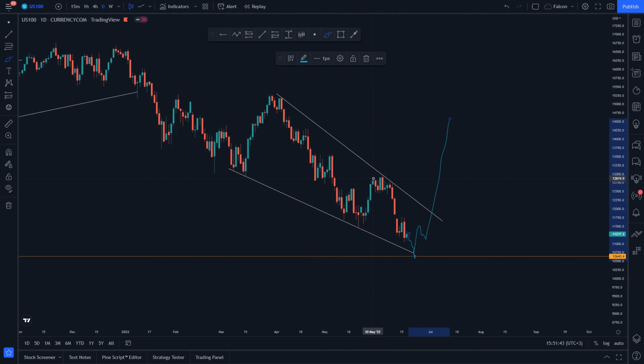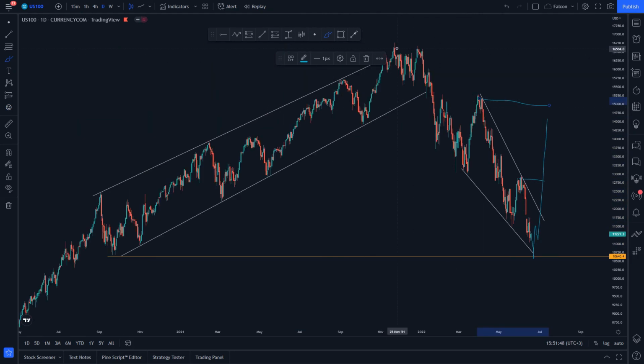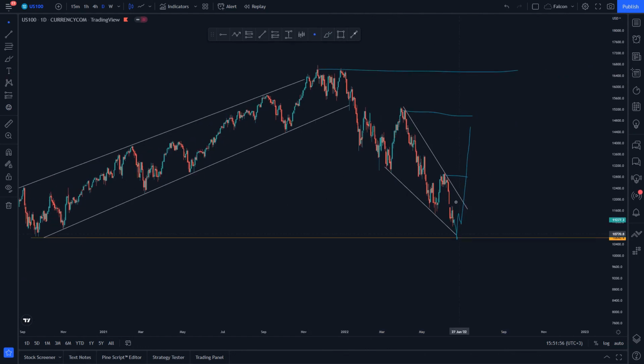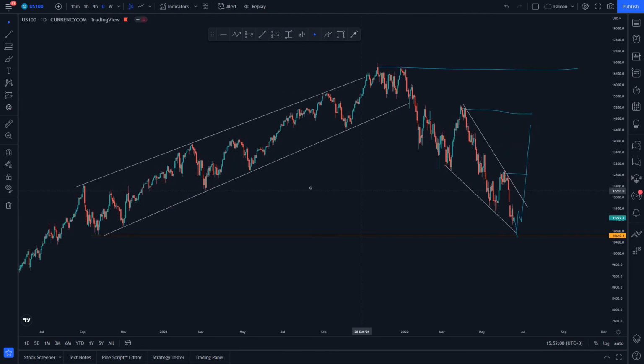First target will be at this level, second target at this level, and overall we will be breaking these highs over here. So this one is going to be a big trade, because since this is NASDAQ, it's going to give us some nice rewards. So watch out on NASDAQ, guys. This one is going to be nice.